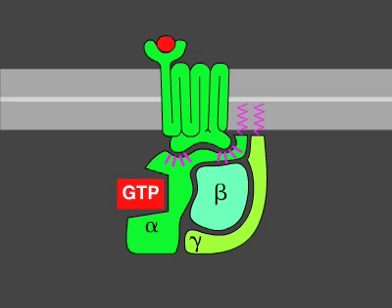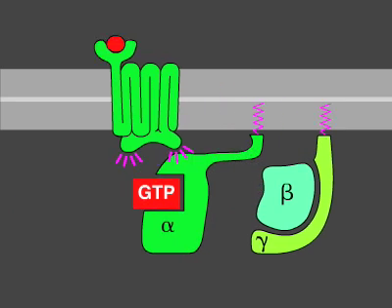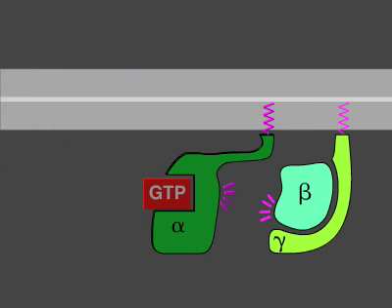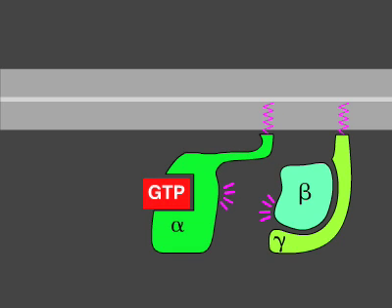GTP binding causes a further conformational change in the G protein, activating both the alpha subunit and beta-gamma complex. In some cases, as shown here, the activated alpha subunit dissociates from the activated beta-gamma complex, whereas in other cases, the 2 activated components stay together.